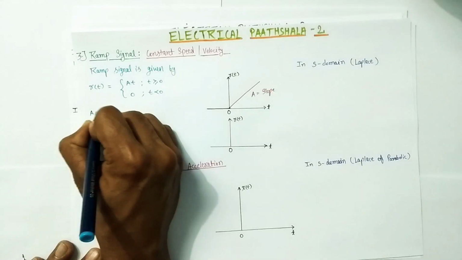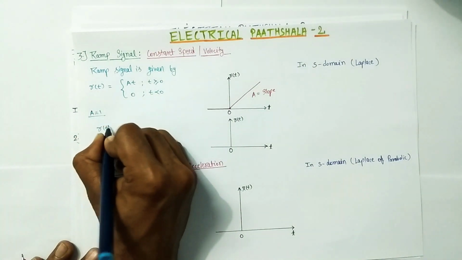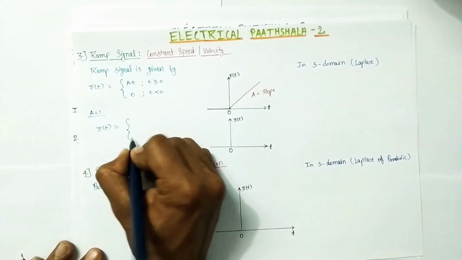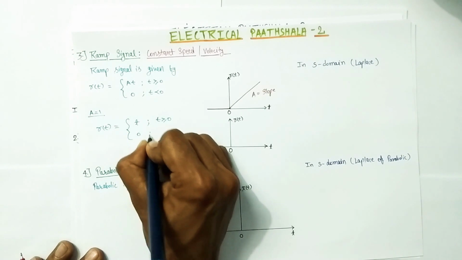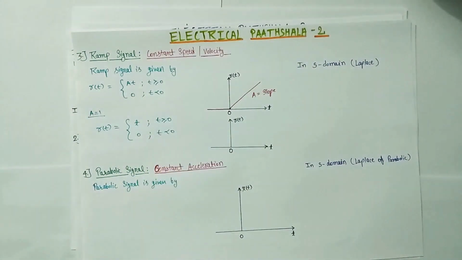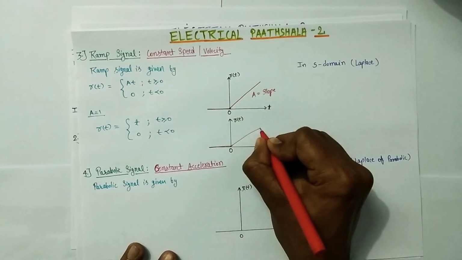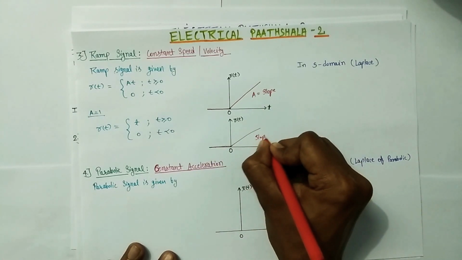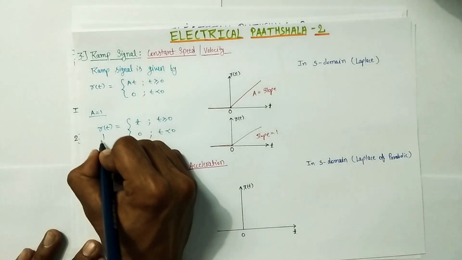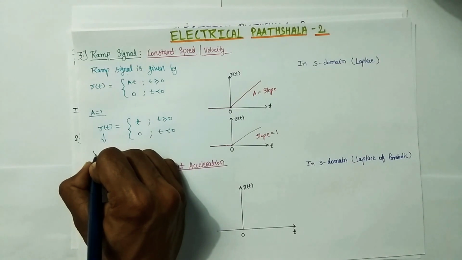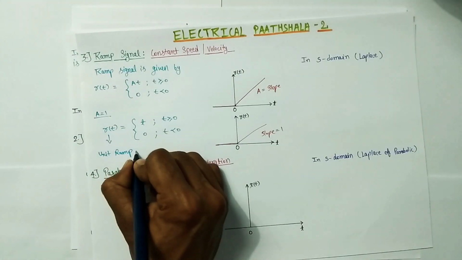Now when the slope of the signal becomes 1, or for A equal to 1, what will r(t) become? r(t) will become t for t greater than or equal to 0, and 0 for t less than 0. And this is shown like this. Here the slope is equal to 1, and this is known as your unit ramp signal.